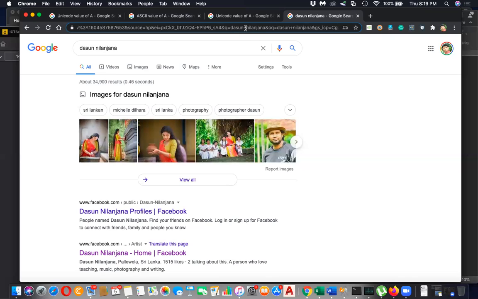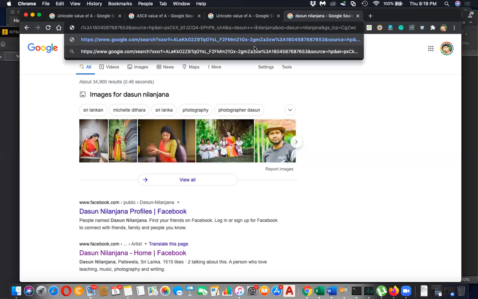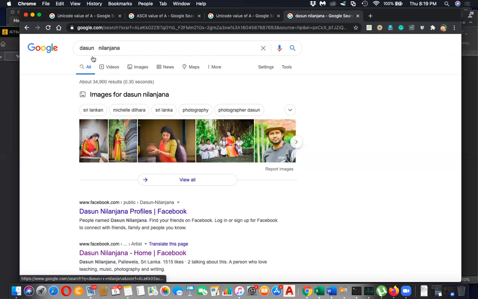This is Dasun plus Nilanjana, but still you can see some Dasun Nilanjana. Let me change this to 3 pluses. Then you can see 3 spaces here. Isn't it? Yeah. I added 3 pluses there, then 3 spaces. Likewise, some encoded parts we can understand. Plus means space.